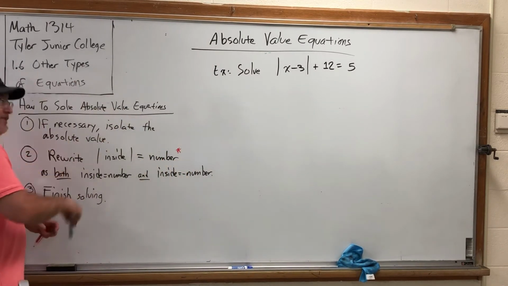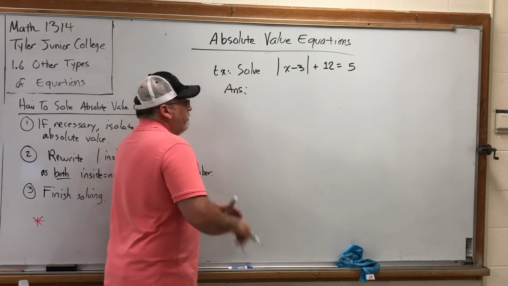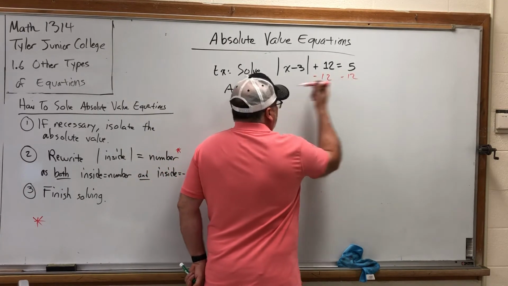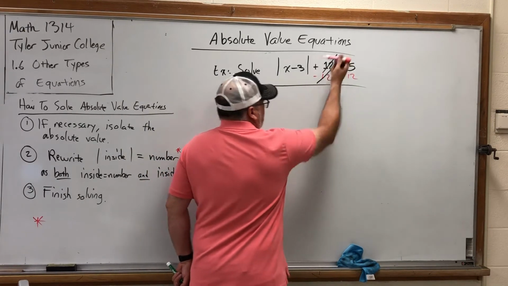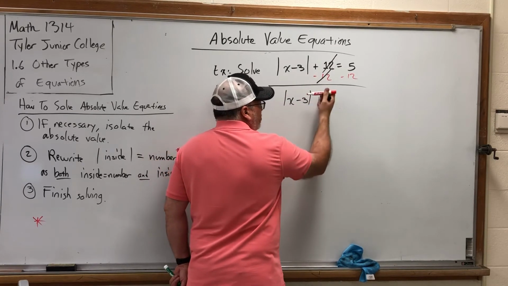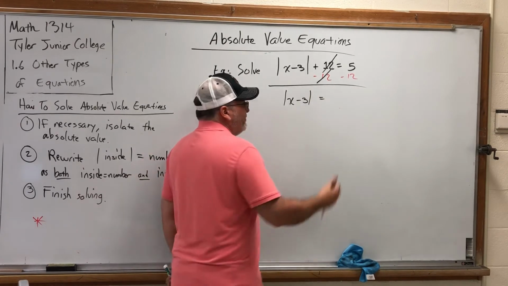Step 1, isolate the absolute value. Okay. There is a 12 outside the absolute value. We need to get rid of it. So we'll subtract 12 from both sides. That'll cancel the 12s. And on the left, we're left with the absolute value of x minus 3. But what are we left with on the right? 5 minus 12 is negative 7.